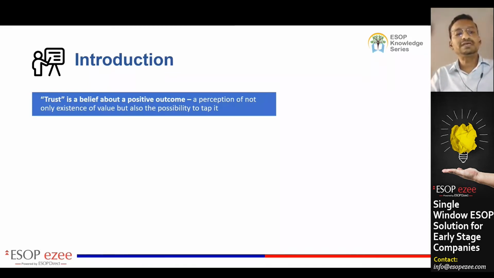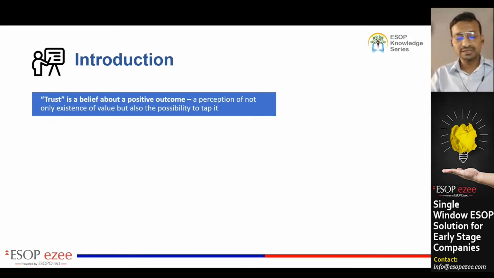First of all, what is trust? Trust is something that rests in the mind. It is a belief about a positive outcome, and it is a perception of not only the existence of value but also the possibility to tap it. To simplify, there are two things important for building trust. Say there is a company, and as an employee, if I believe that my employer company has value, that is a good thing. But I must also have the belief or perception that there is a possibility that I can tap the value too.